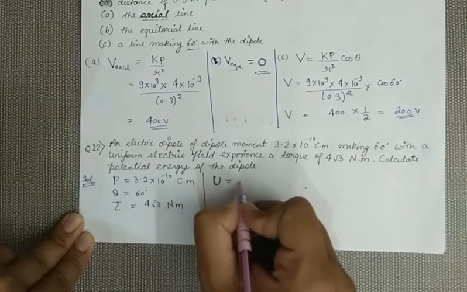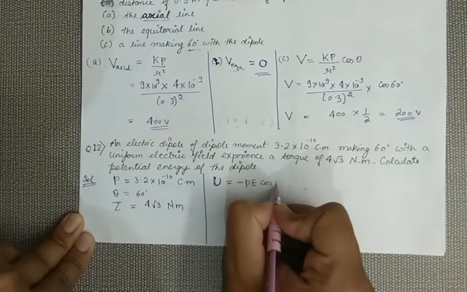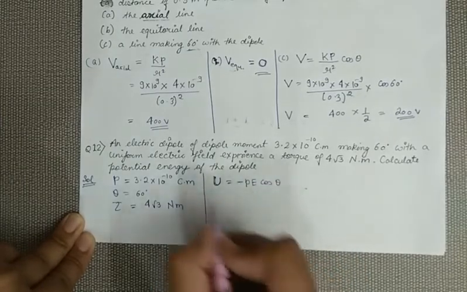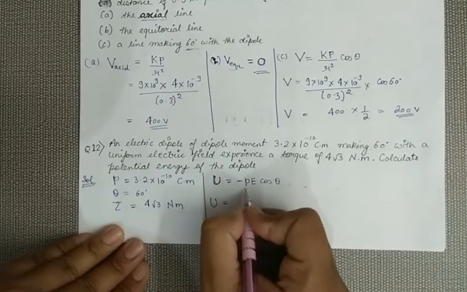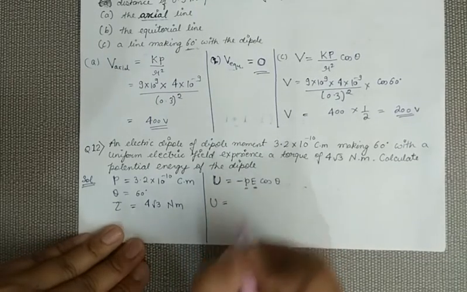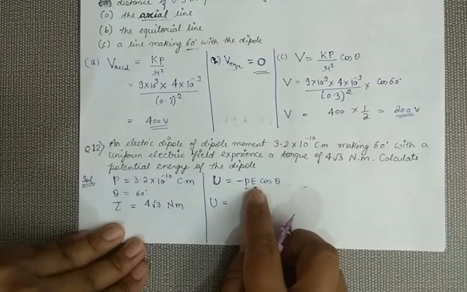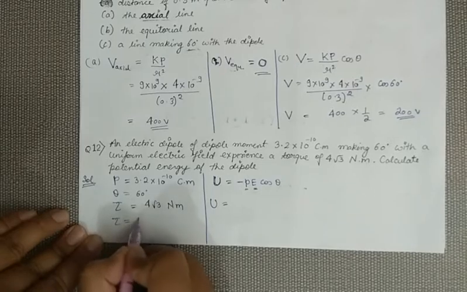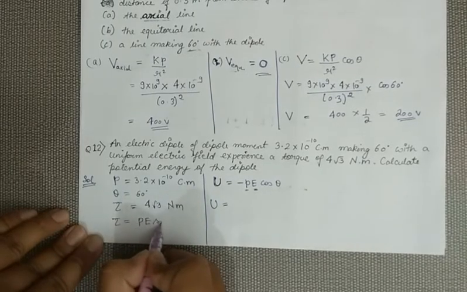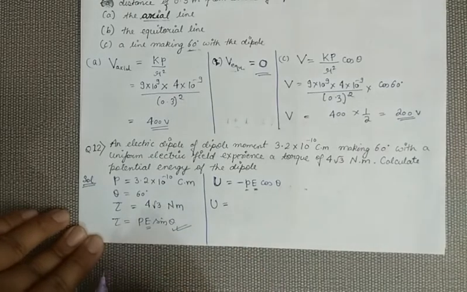Remember, potential energy was given as minus of Pe cos theta. Only one angle is given, so minus Pe cos theta. So P is given, but remember electric field is not given. So first of all, we have to find here electric field also. So remember that we know torque equals to Pe sin theta. By using this formula, we will find your electric field.